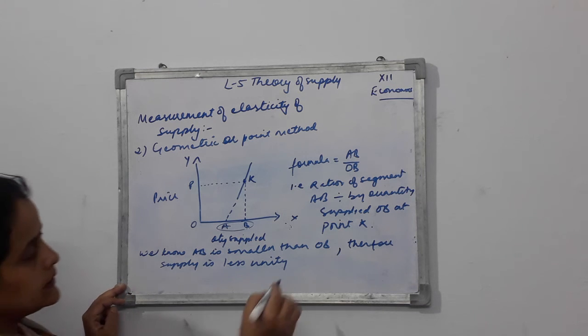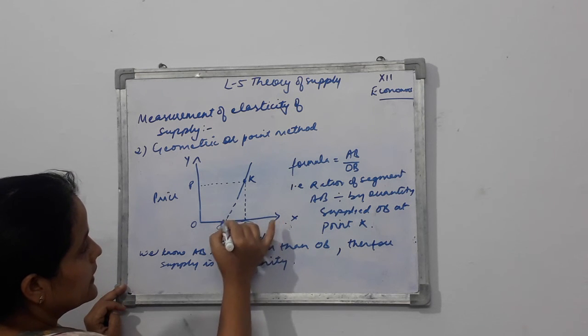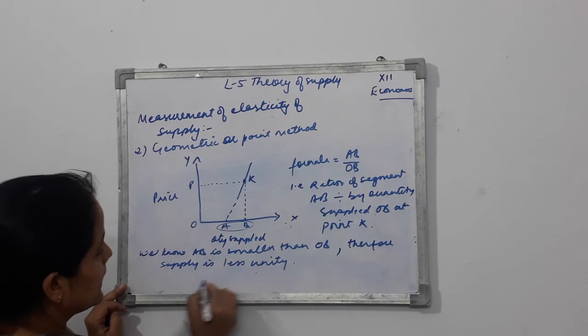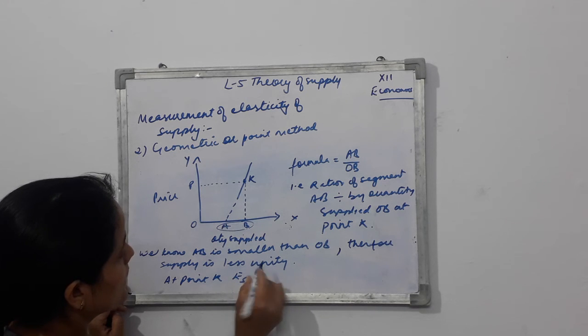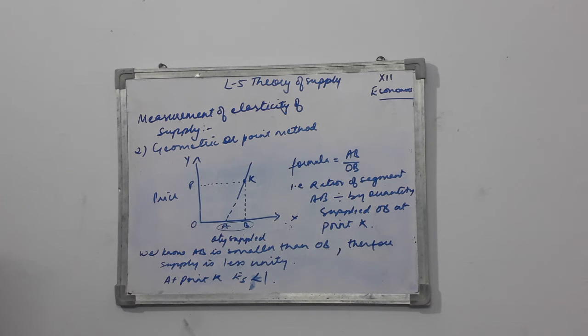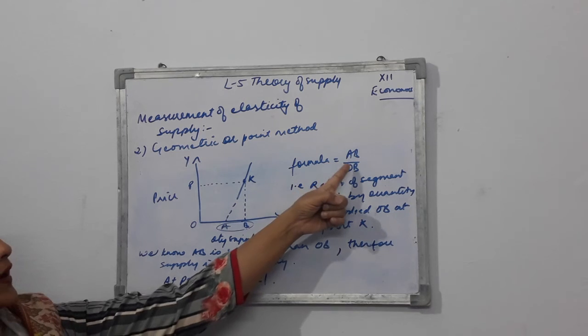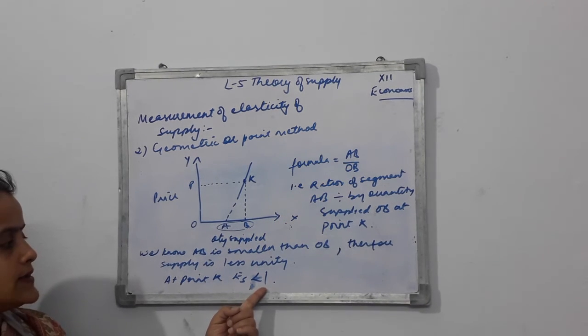So here we are going to say that at point K, elasticity of supply is going to be less than 1. So you can see it's very simple. If your AB is less than OB, you are going to have less than 1.